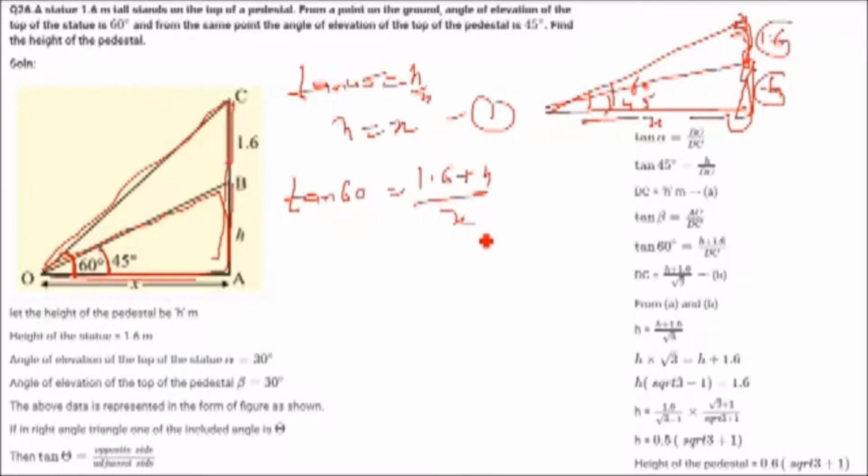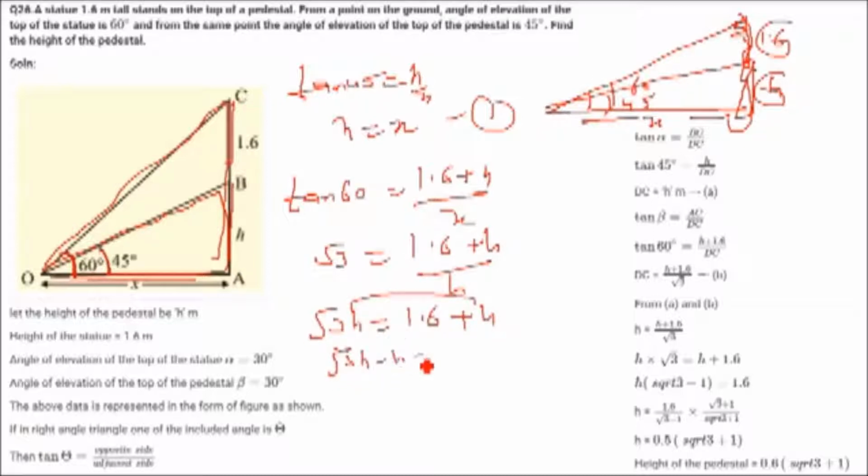But if you see, we have to find out the height of the pedestal. So we are going to remove this x. X we will write as h. Tan 60 is root 3. 1.6 plus h by h. This will be root 3h equal to 1.6 plus h. Now bring it here. It will be root 3h minus h equal to 1.6. h times root 3 minus 1 equal to 1.6. h is equal to 1.6 by root 3 minus 1.